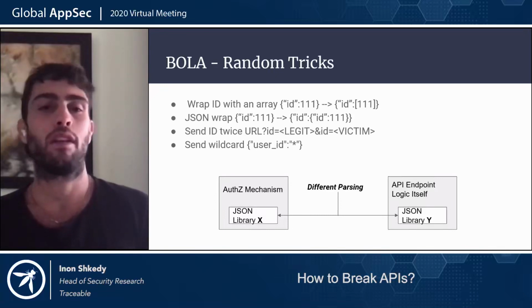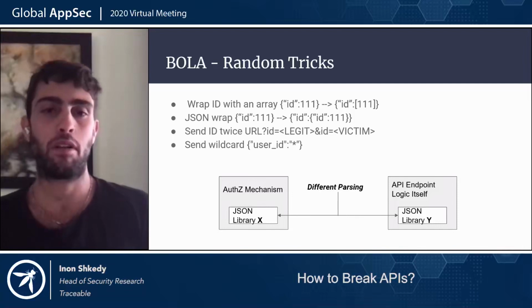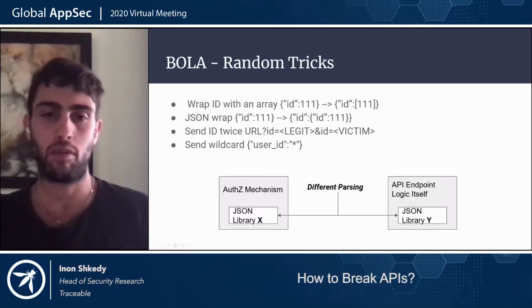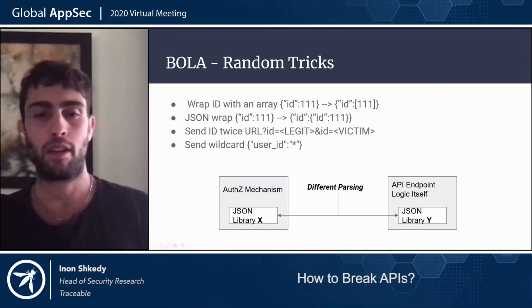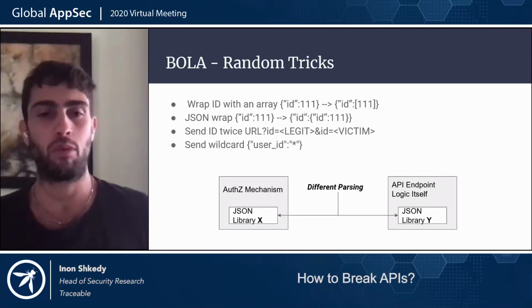You can try to send the ID twice in the URL. For example, in this API endpoint, the first ID would be the legit one, and then the second one would be the victim's ID. This approach might work because in some cases, as you can see in the diagram below, the authorization mechanism is implemented on one microservice. This is very common in modern applications, that the authorization mechanism is in one microservice.